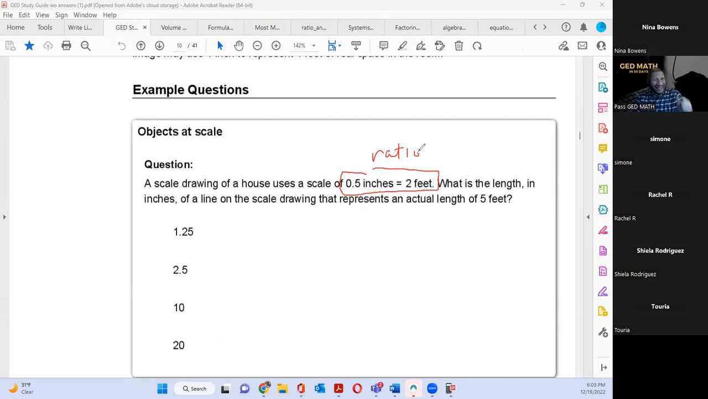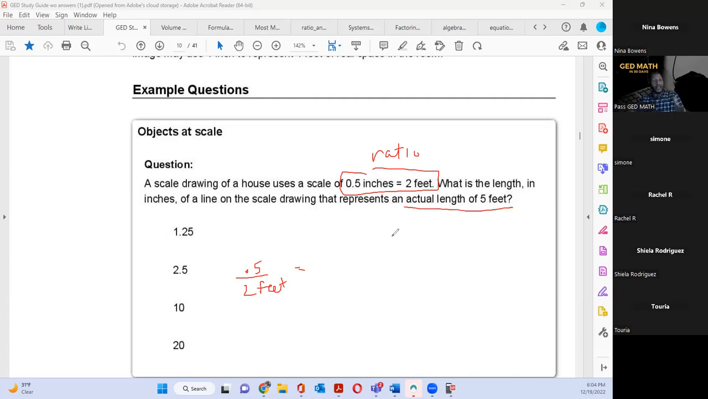So again, identify what you know. So 0.5 inches is the 2 feet. What do we also know? A proportion is 2 ratios set equal to each other. What else do I know? The actual length is 5 feet.